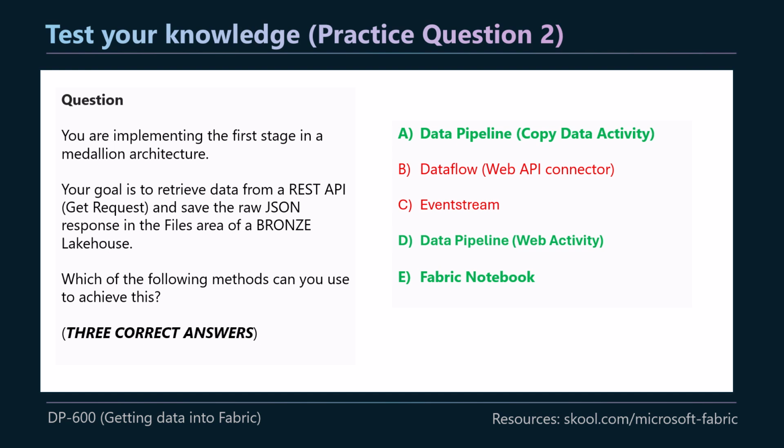The data flow, we have to output it into a data store, so into a lakehouse table or into a data warehouse table, for example. So we need to perform some sort of transformation on that JSON. We can't just write out the raw file. Same with the event stream. And the other 3 do allow us to do that. So the data pipeline, you can output in various different file formats. And with the Fabric notebook, you can do that as well.